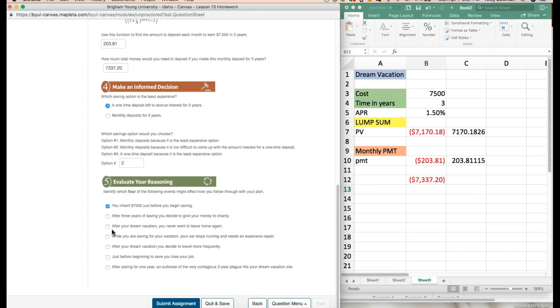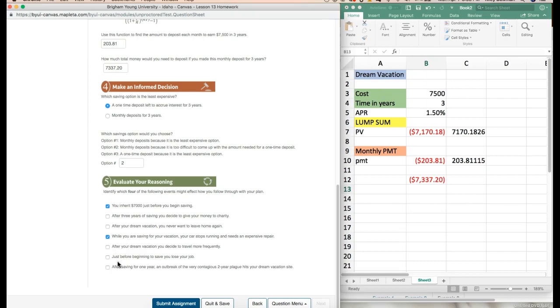The next one, after your dream vacation, you never want to leave home again. Again, this doesn't affect your follow through of your savings. And the next one, while you are saving for your vacation, your car stops running and you need an expensive repair. That definitely would affect my follow through. The next one, after your dream vacation, you decide to travel more frequently. Again, that doesn't affect anything in the savings in this situation.